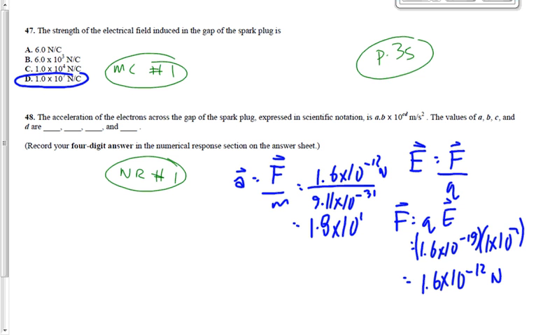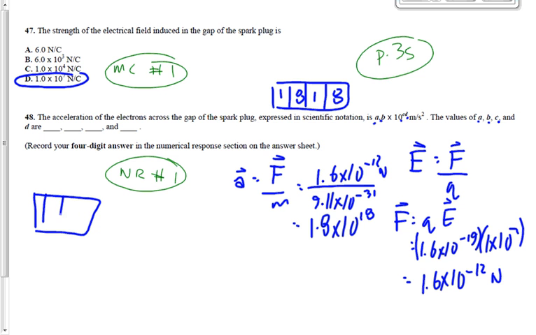Now, how do we express this? Okay, we want it as A, B, C, and D. We want the values of A, B, C, and D. So we're going to express that as 1818. If they said B times 10 to the W, what's the value of B? Then we would have said 1.8. Make sense? Good? All right.